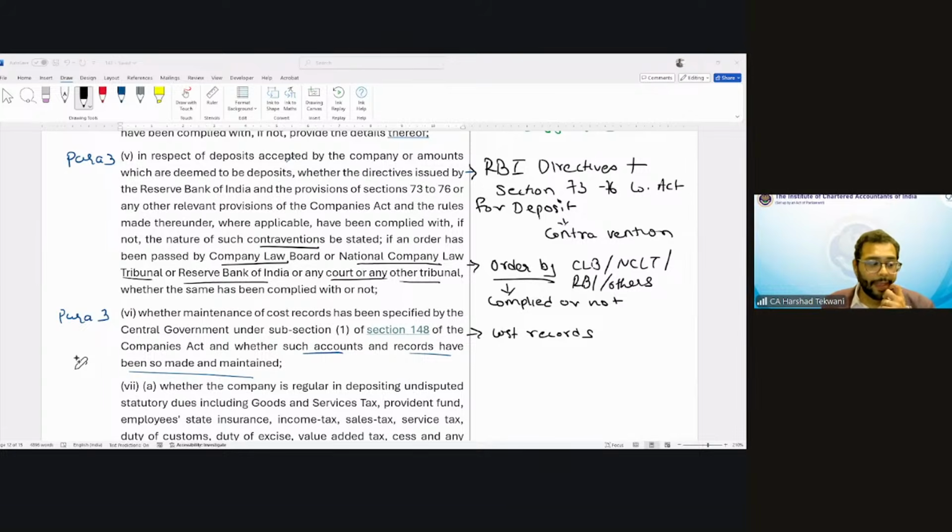No doubt? Okay. If no doubt, let's go and see the annual report, how it is given in that particular annual report. So that will really help us to understand.